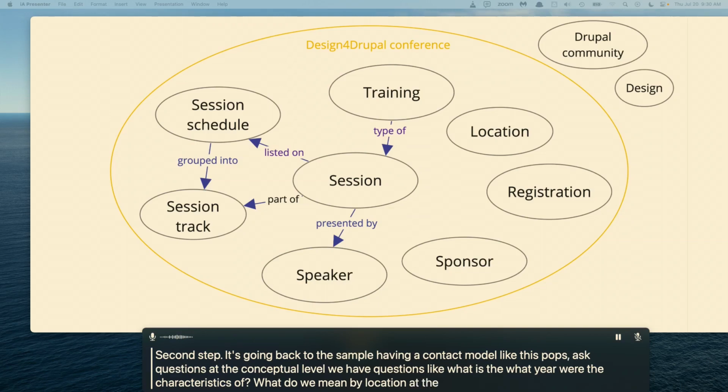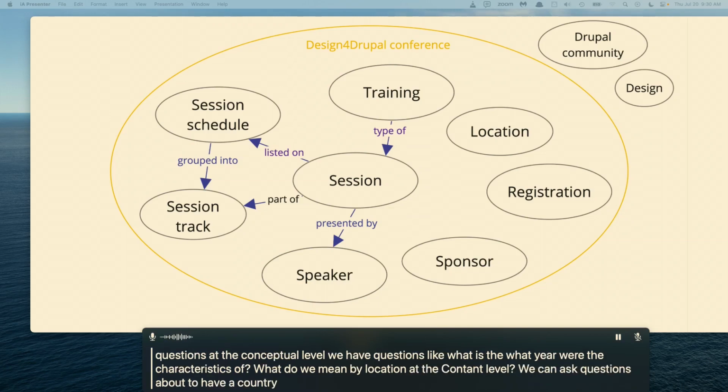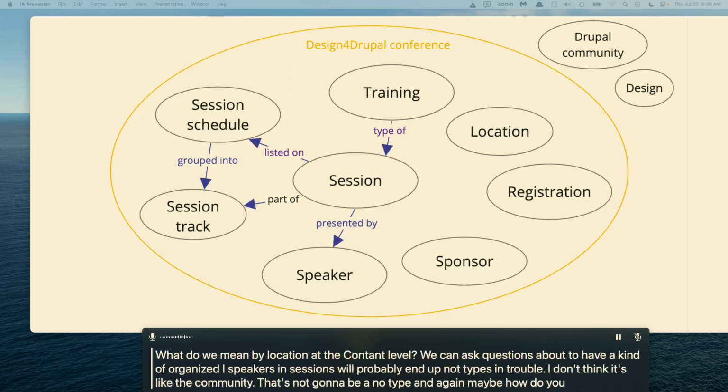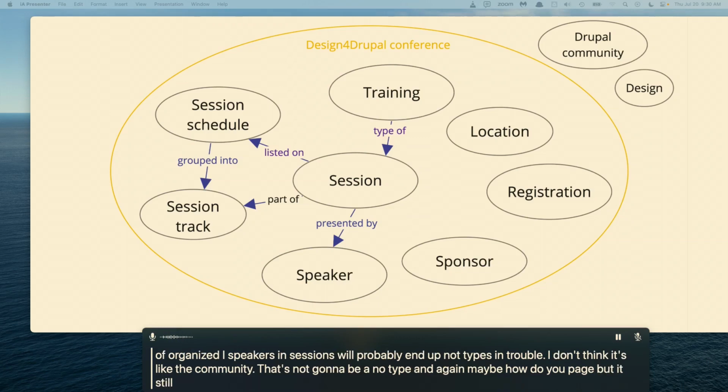At the content level, we can ask questions about how the content will be organized. Speakers and sessions will probably end up as node types in Drupal. Other things like the Drupal community, that's not going to be a node type, and maybe not even a page, but it still affects what we write about and what we link to.